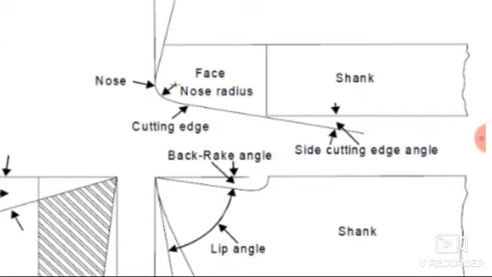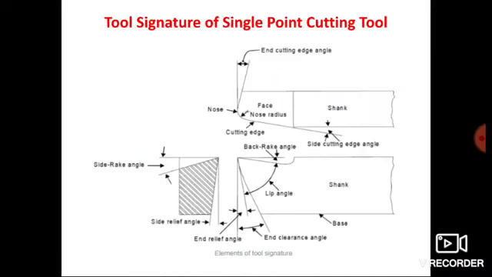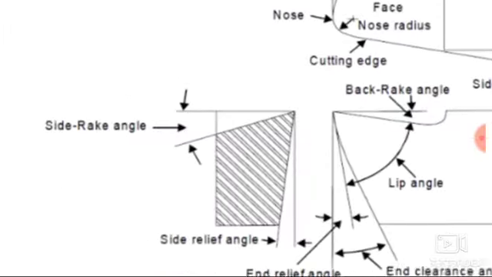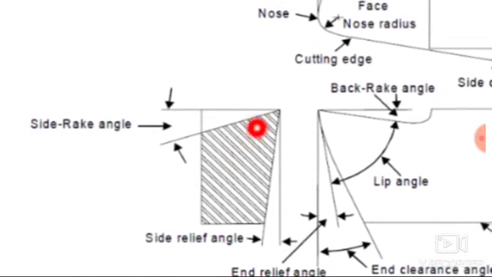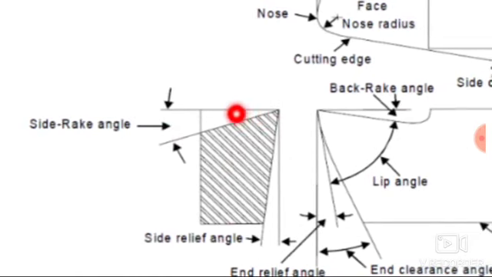It may be a negative rake angle if the face of the cutting tool is inclined upward, and if it is parallel to the base of the cutting tool, then it is known as zero rake angle. Okay, so this is all about your back rake angle. Now the next angle, that is the side rake angle. Here you can see the side rake angle, which is clearly defined with the help of your side view.